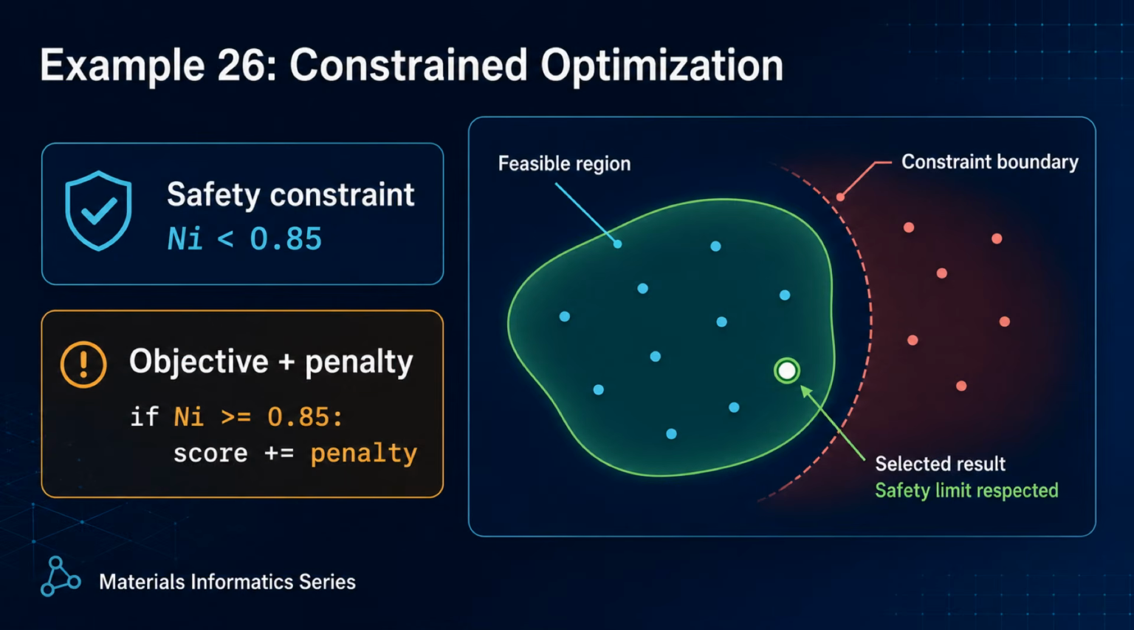Safety constraints must be respected. High nickel cathodes above 85% become thermally unstable. We implement this by returning a large penalty for constraint violations, effectively making unsafe regions unattractive. The optimizer finds the best composition within the safe region. This approach generalizes to any constraint: cost limits, toxicity thresholds, or processing feasibility.